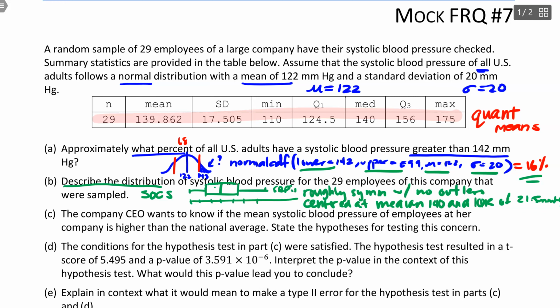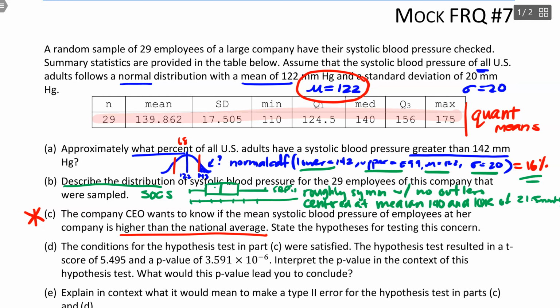State the hypotheses for this test. So nice thing here is that, like I said, I don't expect them to make us do the mechanics. I do expect them to have us actually state the hypotheses. So in this case, we want to know if it's higher than the national average, and that is a known value. We actually have a given value.